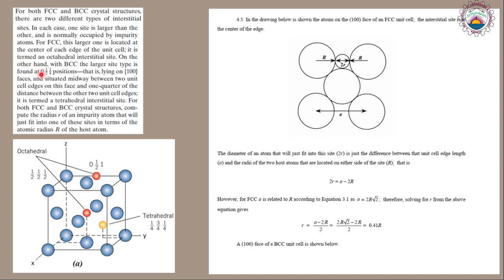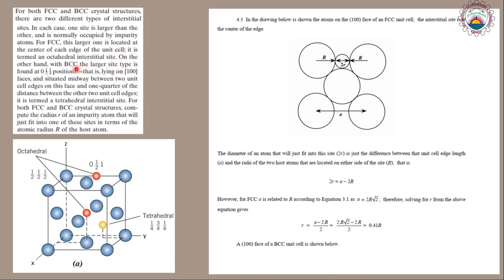On the other hand, with the BCC, the larger site type is found at 0, 1 by 2, 1 by 4 position, that is lying on the 100 planes family. What does it mean by 100 planes family? It means all the possible combinations of the 100 plane, that is 100 plane or 001 plane or 010 plane, right? So all of these planes are included in the 100 family.